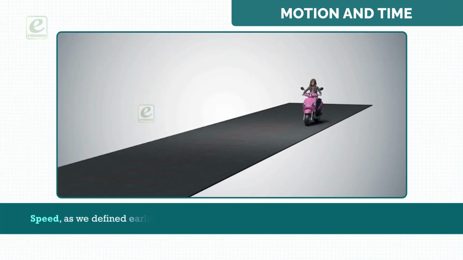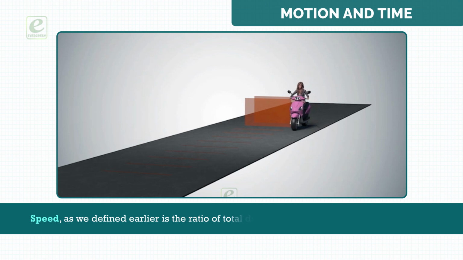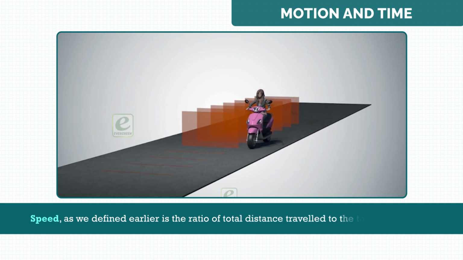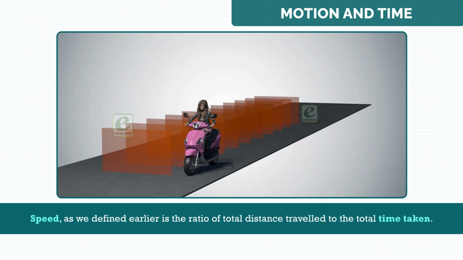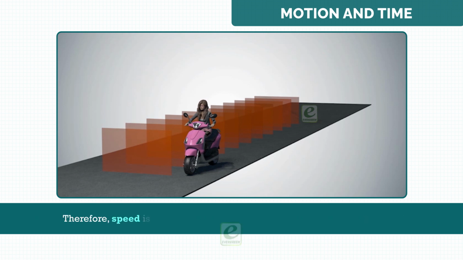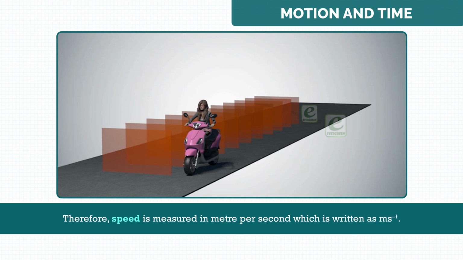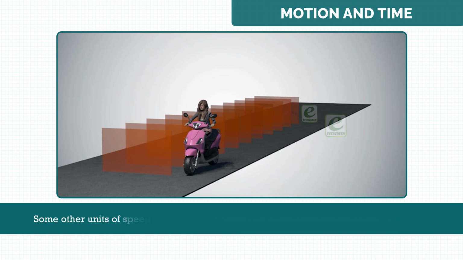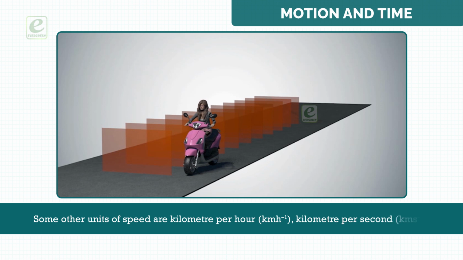Speed, as we defined earlier, is the ratio of total distance traveled to the total time taken. Therefore, speed is measured in meter per second, which is written as m s^-1. Some other units of speed are kilometer per hour, km h^-1, and kilometer per second, km s^-1.